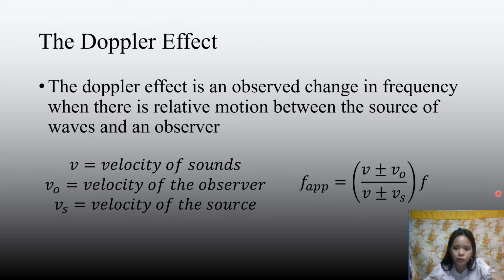Because of the relative motion, there is a change in frequency, and we call it the apparent frequency. It's generally given as apparent frequency equals (V plus or minus V naught) over (V plus or minus Vs) times the actual frequency. So V represents the velocity of sound, V naught is the velocity of the observer, and Vs is equal to the velocity of the source.